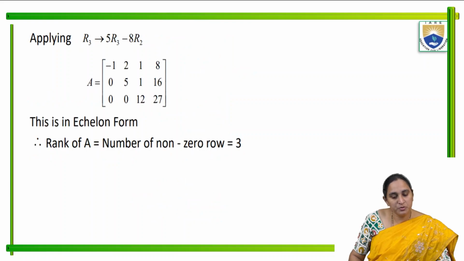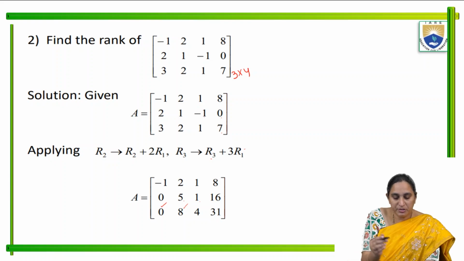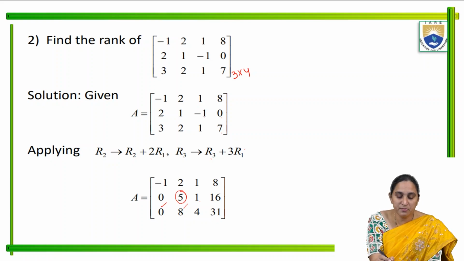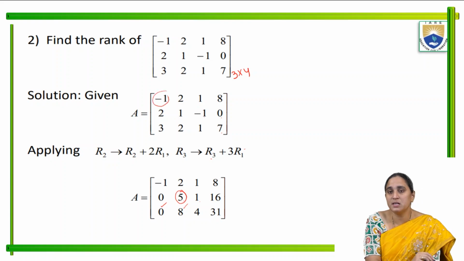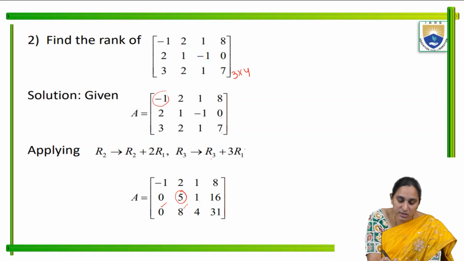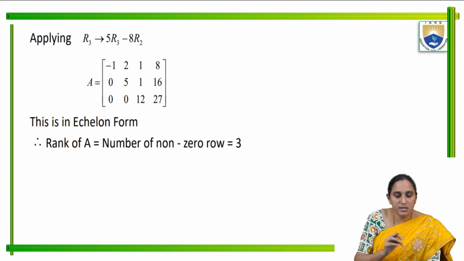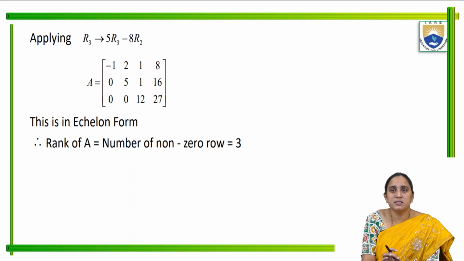Next, after that I'm using one more row operation. With respect to this 5, the R2 second element, I'll make that 8 as 0. Earlier I used minus 1, the R1 first element; now I'm using the R2 second element, that is 5. What is the row operation for that? R3 tends to 5R3 minus 8R2. That means I make only the R3 second element 0 with respect to R2.